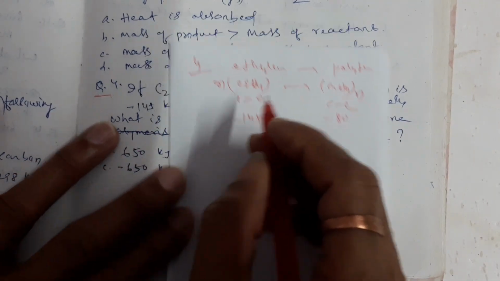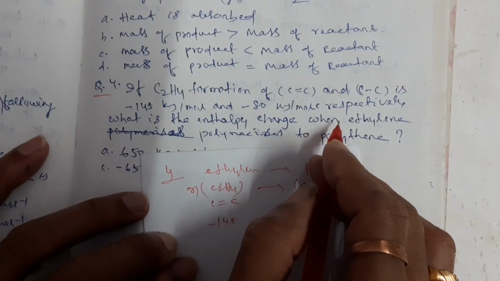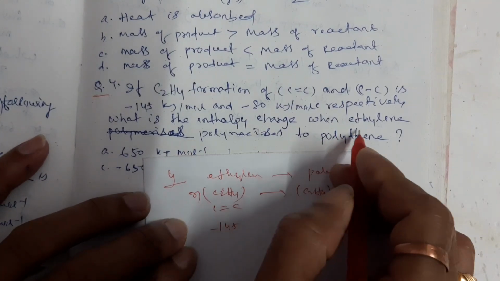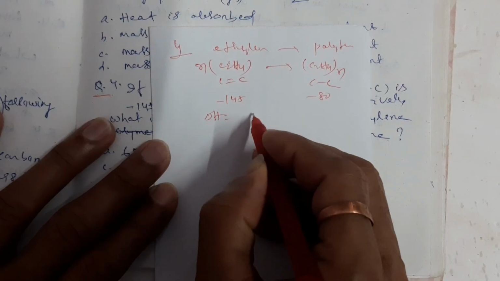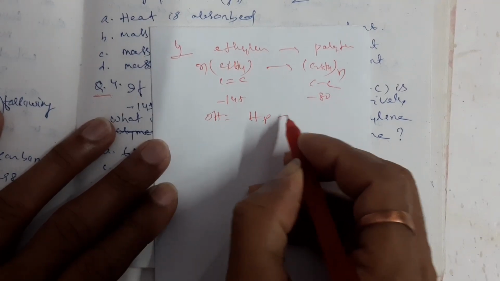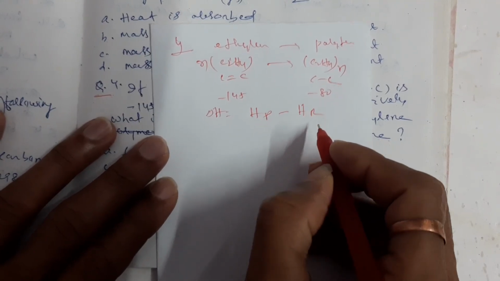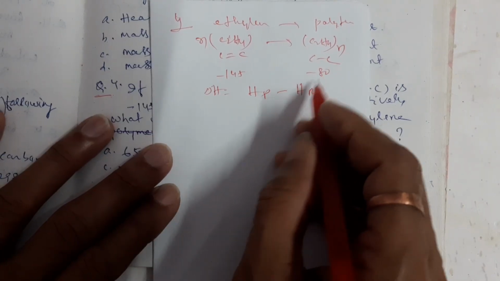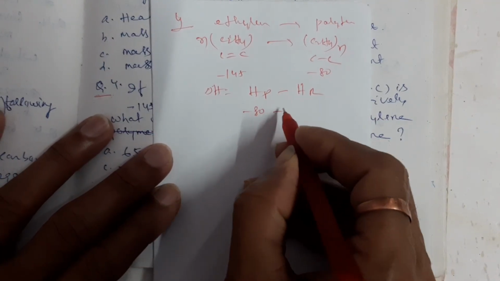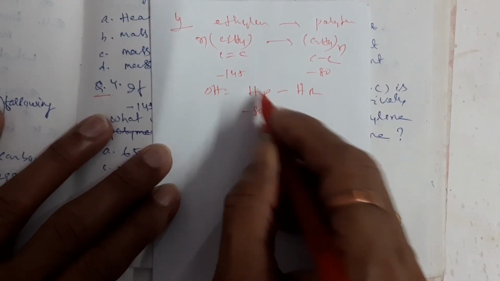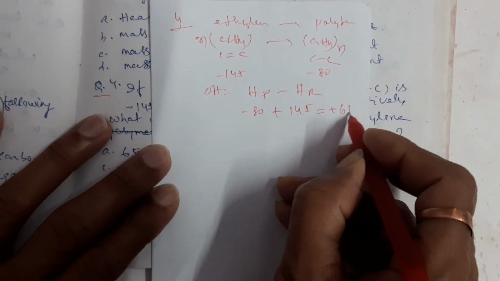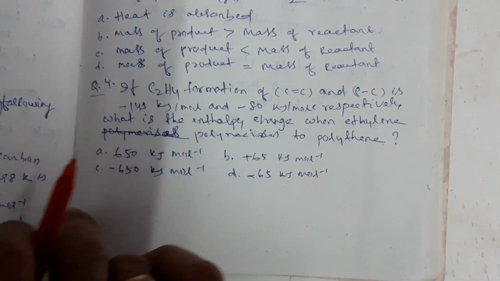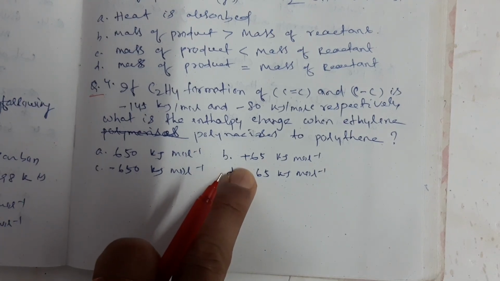So heat of reaction, what is the enthalpy change when ethylene polymerizes? Enthalpy change ΔH is equal to heat content of product minus heat content of reactant. Okay, product is minus 80, reactant is minus of minus, that is plus 145. So you will get plus 65. So choice B is the correct answer.